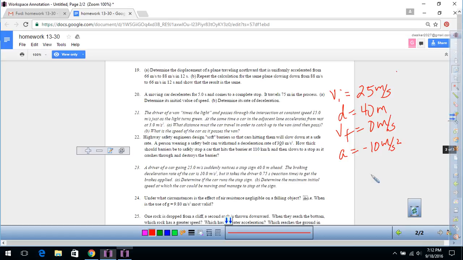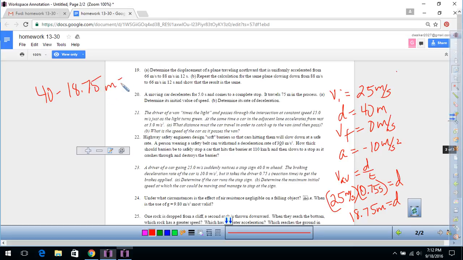So I said, well, let's see. I know that the average speed is equal to distance over time. So I want to see how far does he travel when he puts the brake on. So his speed was 25 meters per second. It took him 0.75 seconds to realize that there was a stop sign up there. So during that time, he traveled 18.75 meters. That left him 40 minus 18.75 meters to stop in. So his stopping distance was 21.25 meters.